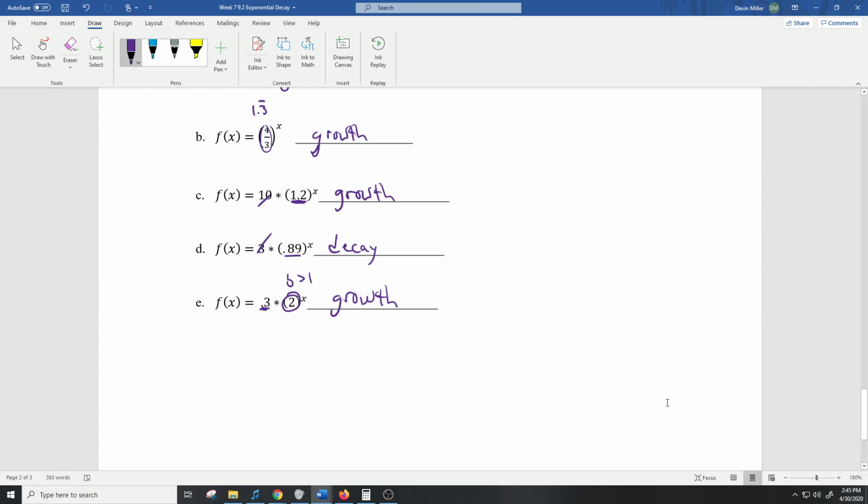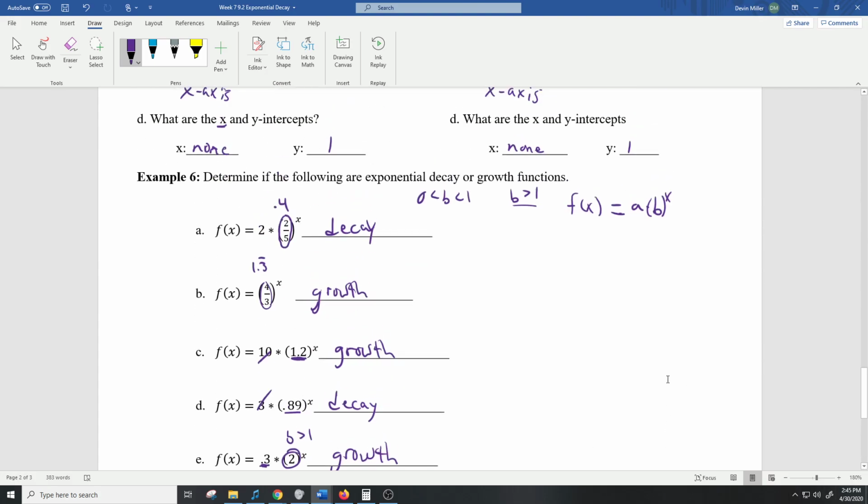Hopefully that wasn't too difficult. It was kind of long. Sorry for that. But there's, I guess, a lot to talk about between growth and decay.